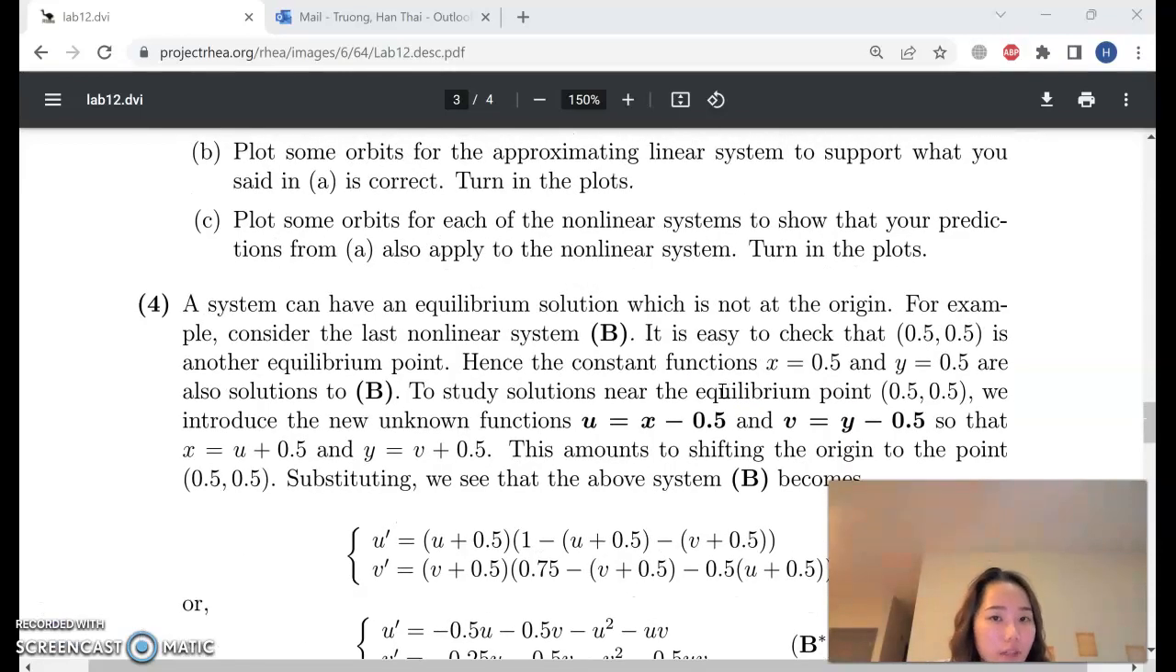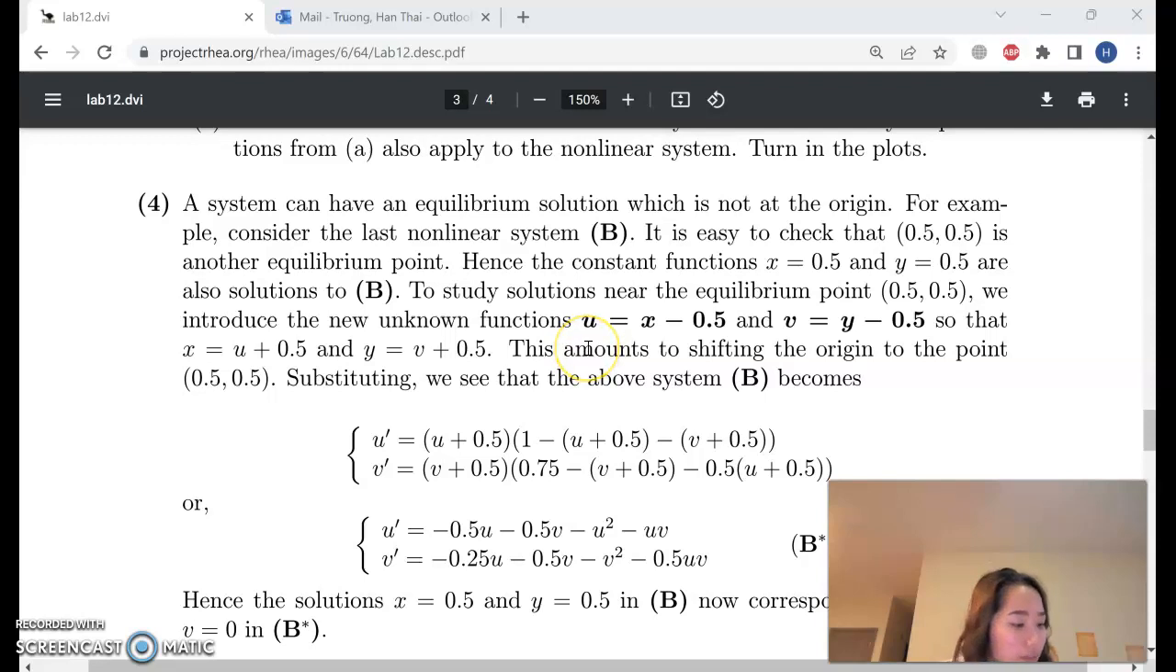Okay, so in the last video, I think I stopped at question 3. So here's question 4. A system can have an equilibrium solution which is not at the origin. In the last example, if you zoom in, you can see that another equilibrium point is at (0.5, 0.5).